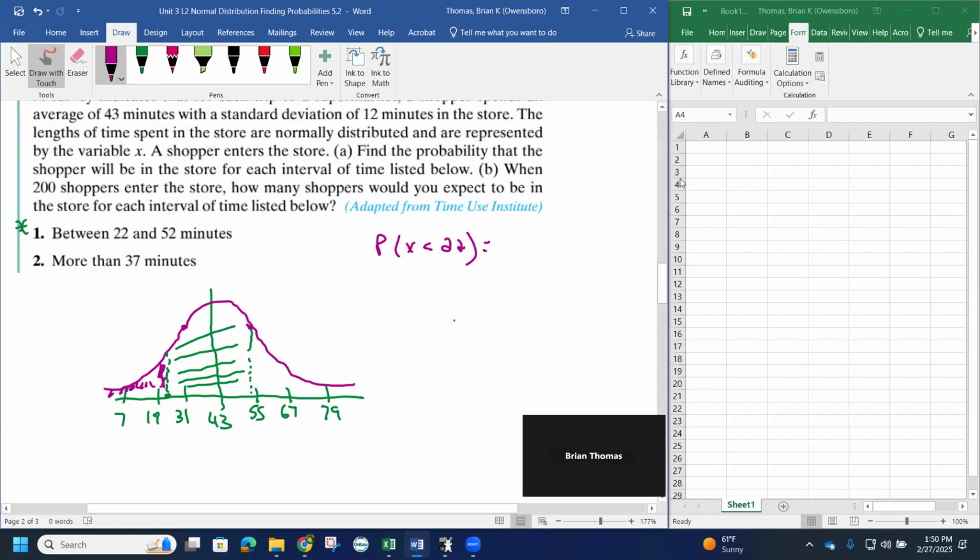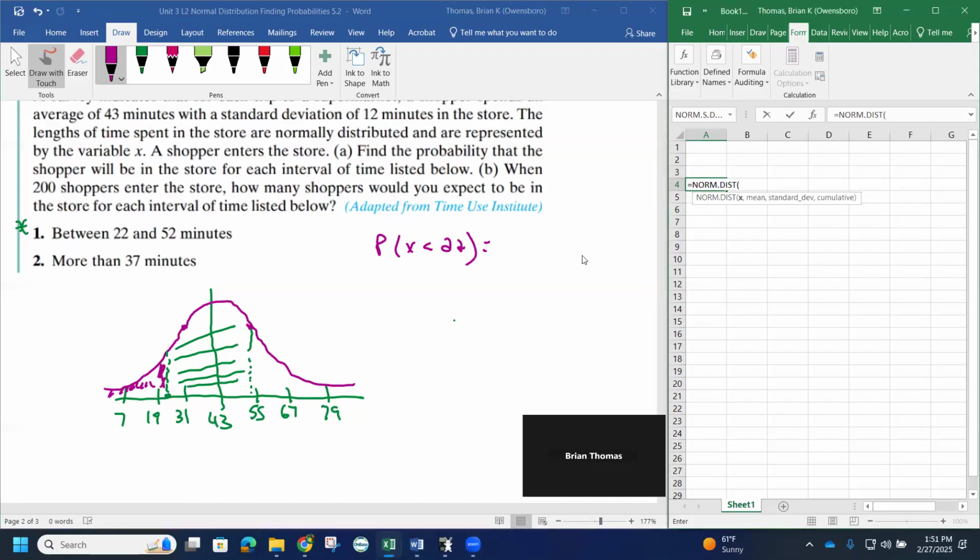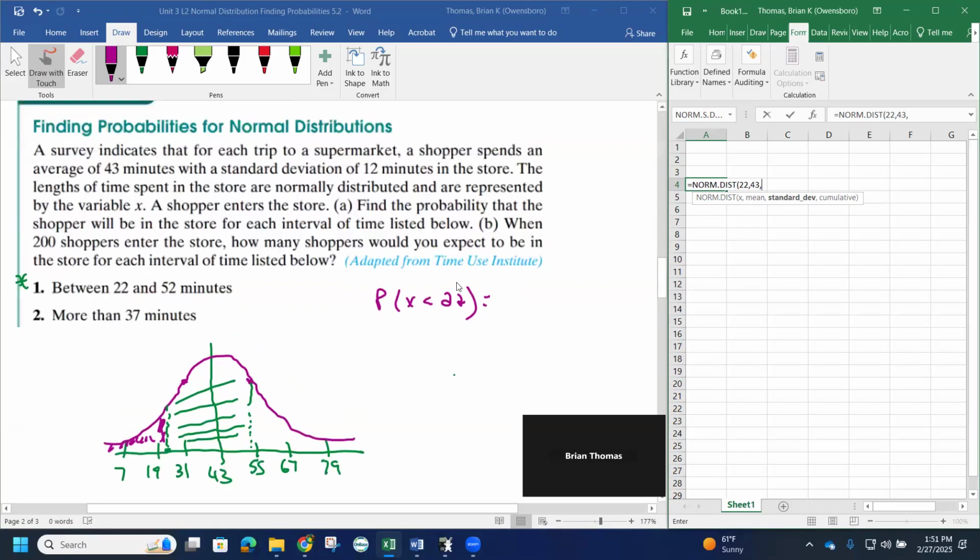So we can use normal distribution here. Equals, it doesn't matter really what cell, start typing norm, N-O-R-M, distribution. The fields we need are the sample, which was the 22. The mean was the 43. The standard deviation was the 12. Standard deviation was 12 minutes. And we do want cumulative, so we want to make that statement true. I'm going to close up our parenthesis. That gives us the probability of being in the store less than 22 minutes.